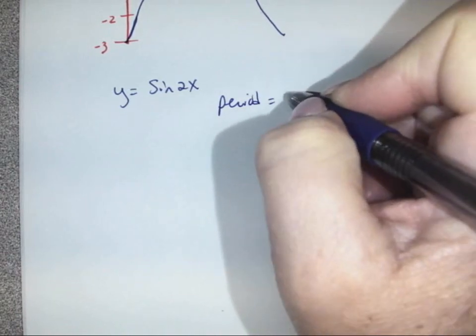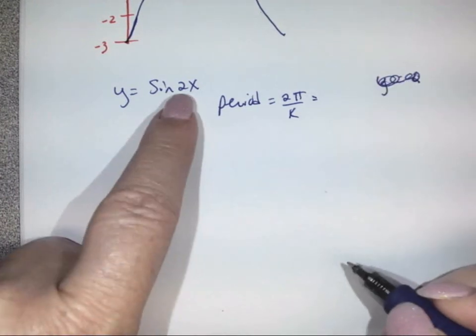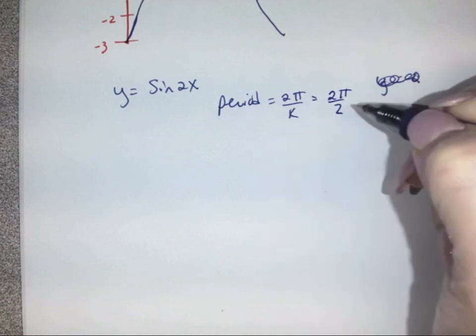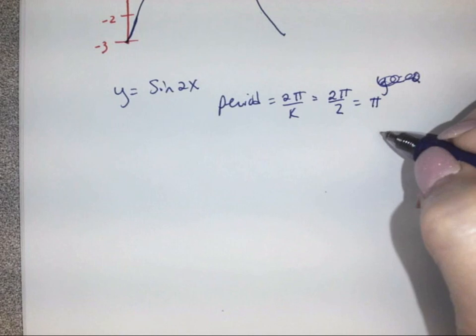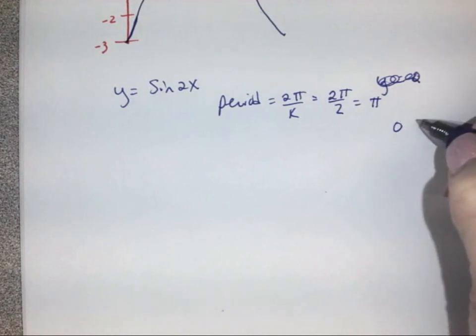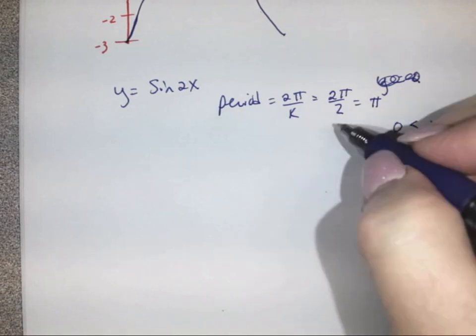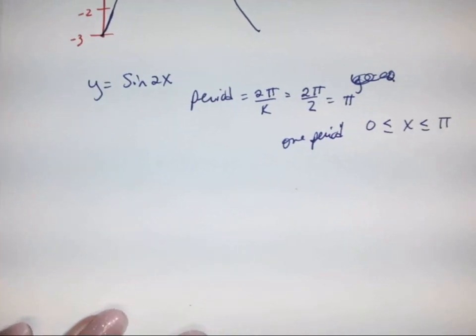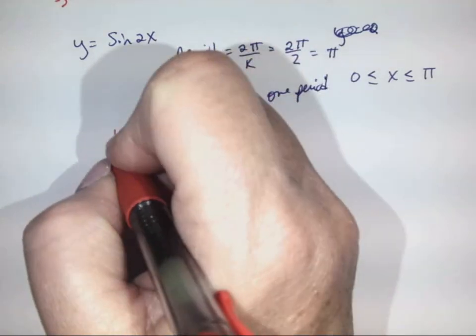Remember, our period is equal to 2 pi over k. So in this case, our k is equal to 2. So it'll be 2 pi over 2, which is just going to be pi. So that means our period is going to be from 0 to pi instead of 2 pi. This is where one period will land, because we're just graphing a period at this point instead of a whole curve, sine wave or cosine wave, either one. All right, so let's go draw our graph.